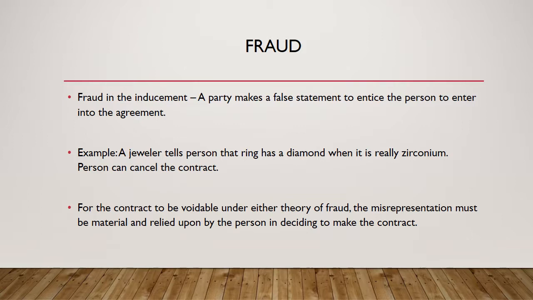So in the jeweler instance here, the misrepresentation is clearly material, because if you're buying a diamond ring, why are you buying it? You're buying it because of the diamond. And the fact that it's not a diamond but a zirconium is a material term. And then obviously the person is relying upon the representation that it is a diamond when they're deciding to make the purchase agreement.